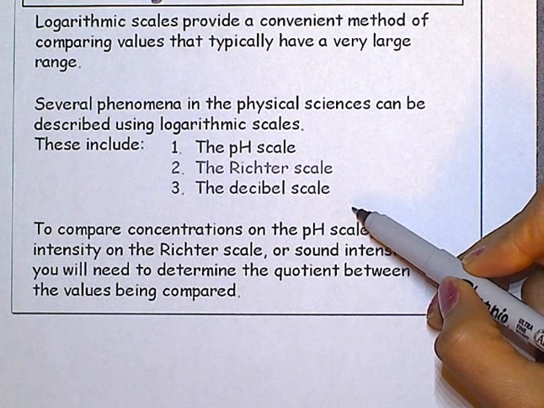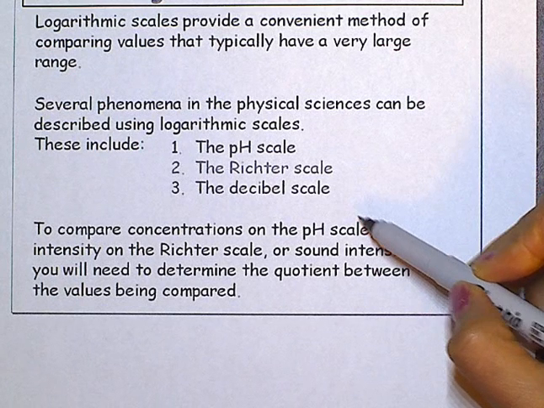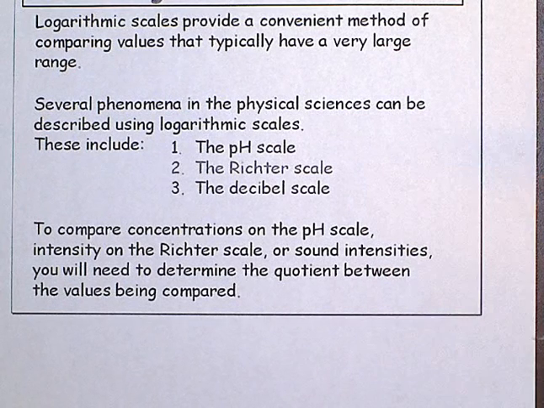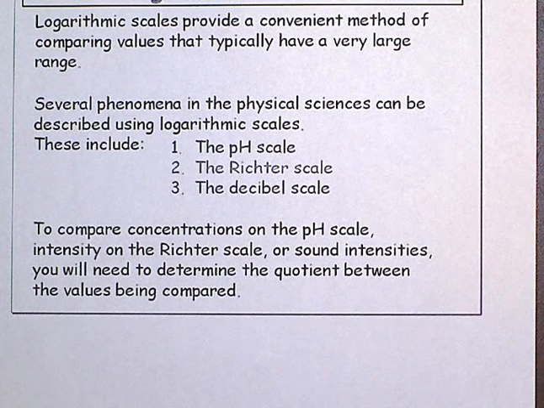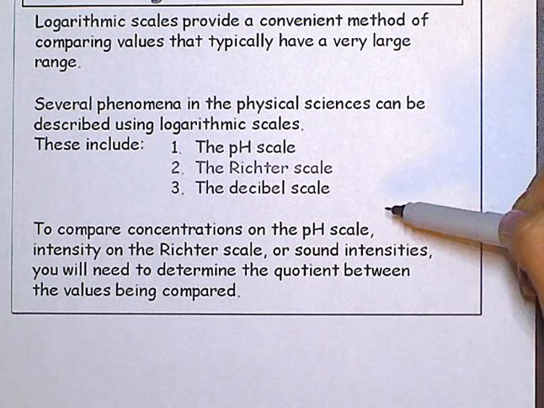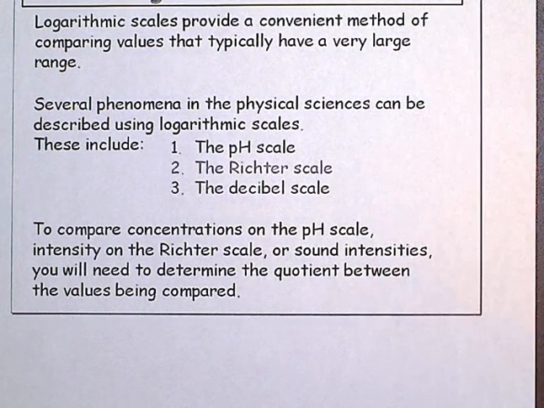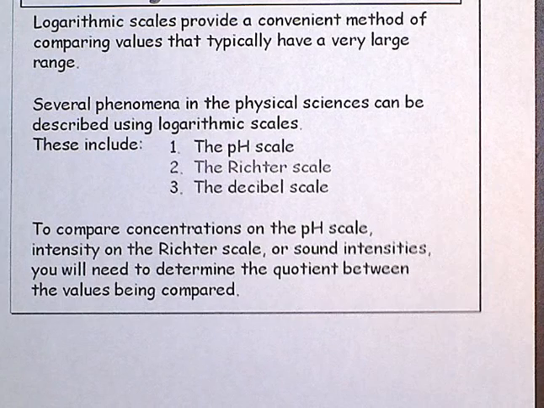And oftentimes when we're comparing concentrations on each one of these scales, we will need to determine the quotient between the values that we're comparing. And I'll show you that through examples that we're going to look at. Perhaps some of these scales you probably already have looked at in chemistry or in your physics classes. So I'm going to start off with the pH scale.